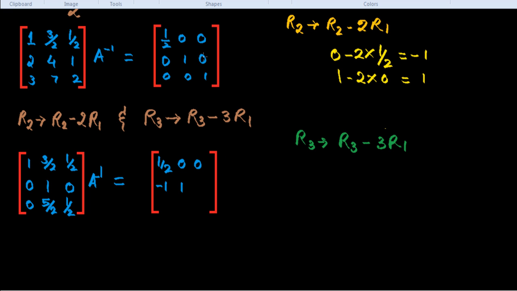Here you see it is 0 minus 2 into 0, which will be 0. There would be no change. So minus 1, 1, 0. Now in the last row we see R3 tends to R3 minus 3R1. So you see here R3 is 0 minus 3, R1 is 1 by 2. It is minus 3 by 2.